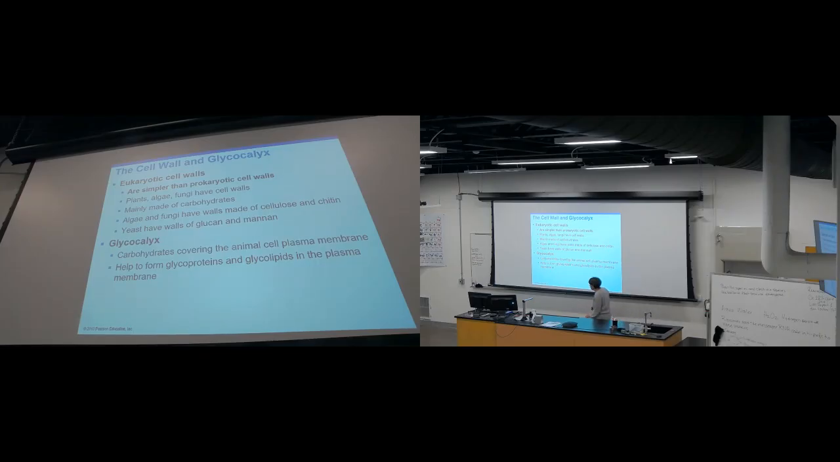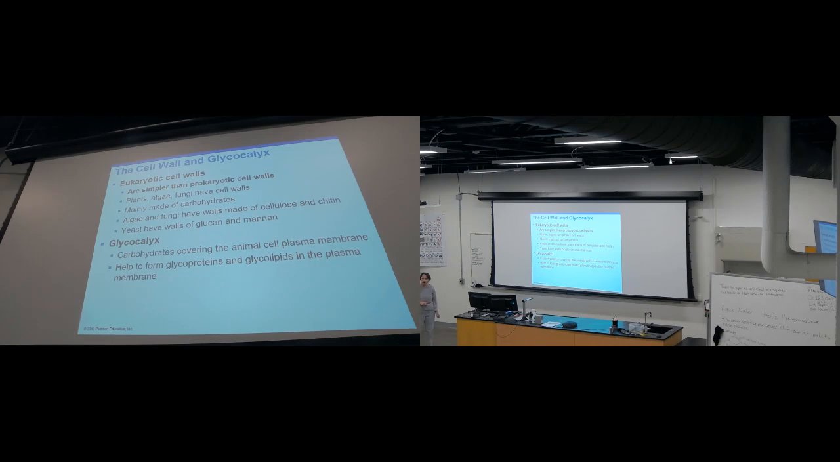In terms of the cell wall, eukaryotes have simpler cell walls than prokaryotes. Which eukaryotes have a cell wall? Plants, algae, and fungi. And these cell walls are mainly made out of carbohydrates. In the case of algae and fungi, these carbohydrates will be cellulose and chitin. Yeast will have glucan and mannan.